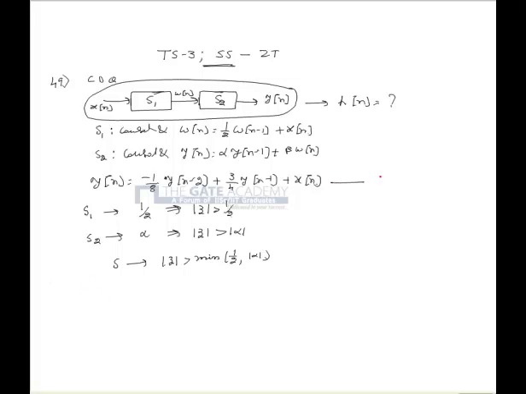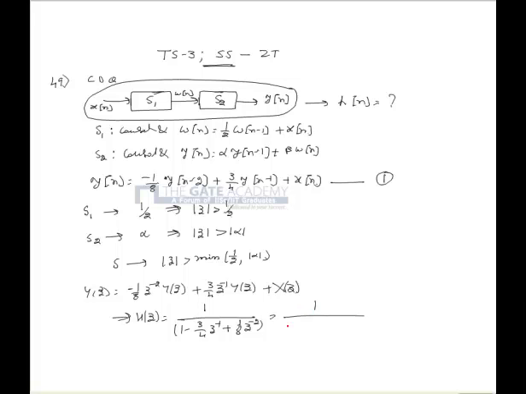By taking the Z transform of the overall LCCDE, which is marked as 1, we can see that Y of z is equal to minus 1 by 8 z power minus 2 Y of z plus 3 by 4 z inverse Y of z plus X of z. Upon simplifying this, we can get the system function of the LTI system as H of z is equal to 1 by 1 minus 3 by 4 z inverse plus 1 by 8 z power minus 2. This can be further simplified as 1 by 1 minus 1 by 4 z inverse multiplied by 1 minus 1 by 2 z inverse.